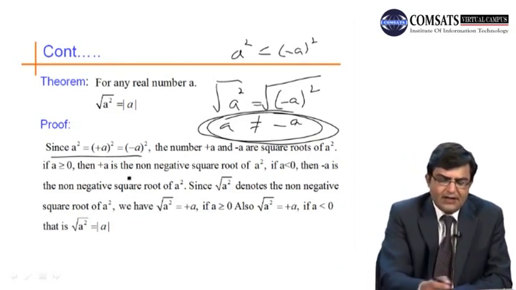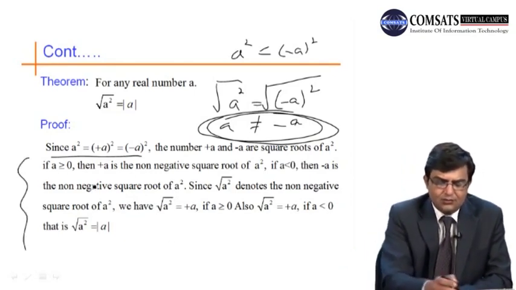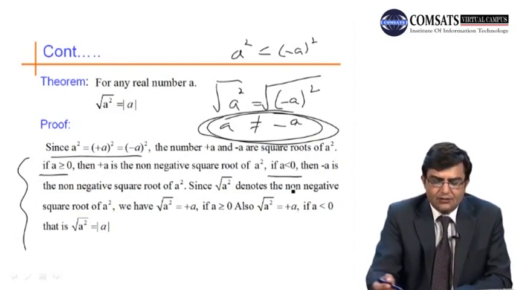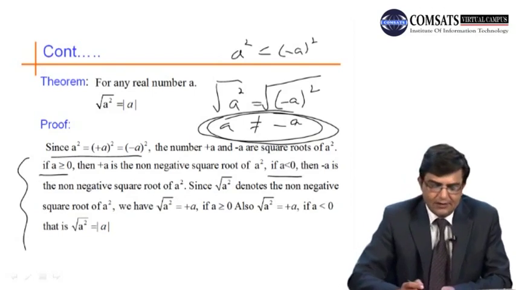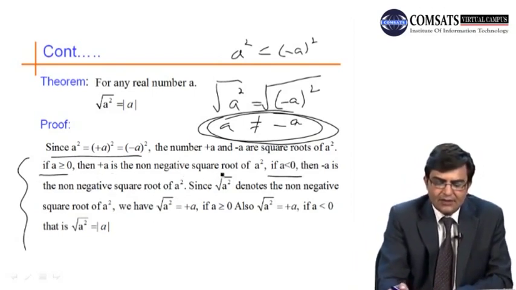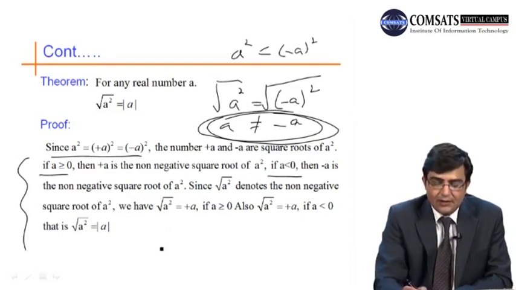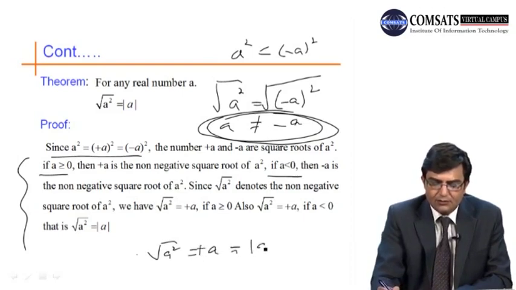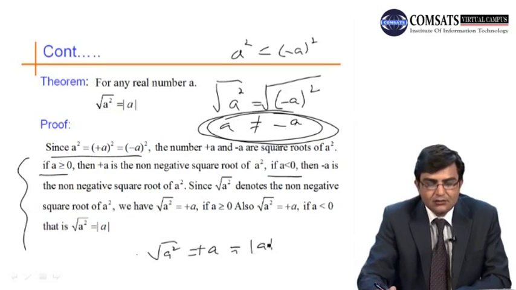So we can read this theorem in two cases: if a is greater than or equal to 0, and if a is less than 0. If a is greater than or equal to 0, then plus a is the non-negative square root of a square, because if a is greater than 0, then the square root is plus a, which is equal to the absolute value of a, because a is greater than 0.